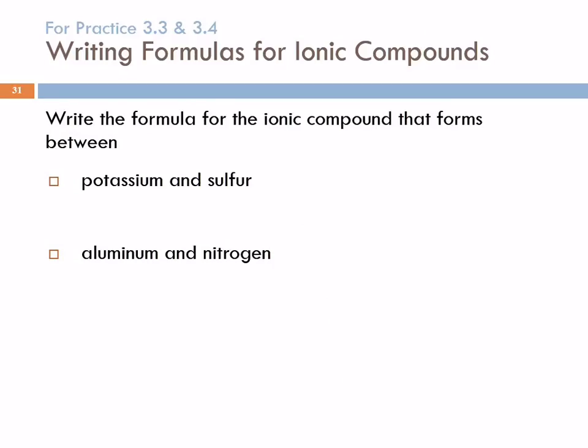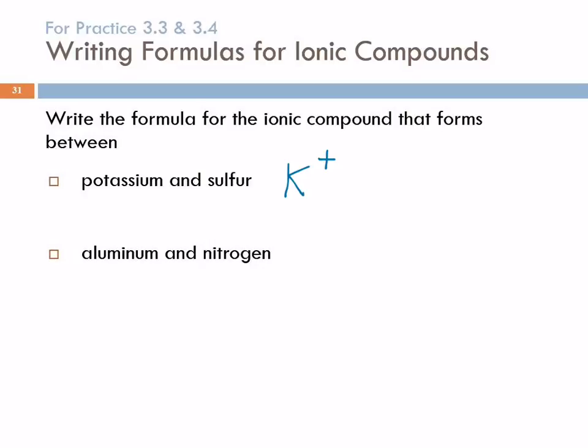So let's write some formulas. Write the formula for the ionic compound that forms between potassium and sulfur. So first we need to know what the formula for the potassium ion is. So what's the symbol for potassium? K. And we can predict from the periodic table what the charge on the potassium ion will be. +1 because it's in group 1, and the group 1 metals form +1 ions.